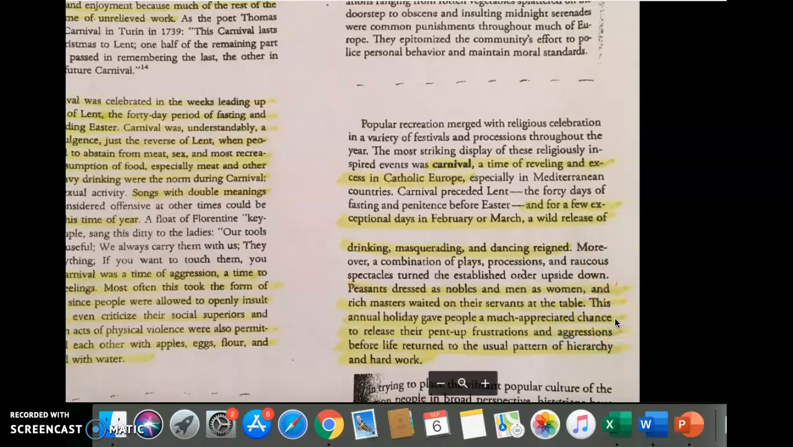Peasants were allowed to dress as nobles and men as women, and rich masters waited on their servants at the table. This annual holiday gave people a much appreciated chance to release their pent-up frustrations and aggressions before life returned to the usual pattern of hierarchy and hard work.